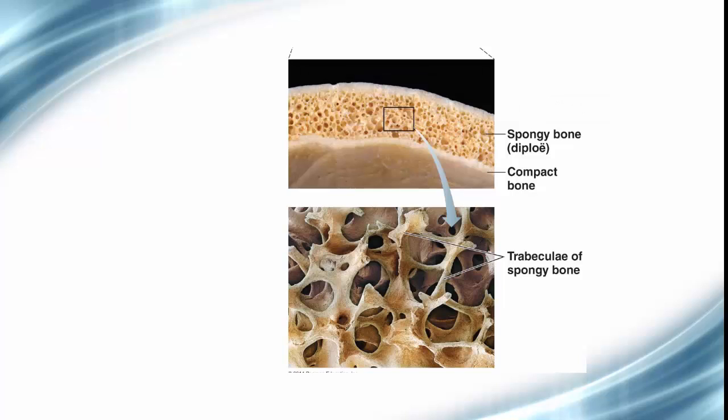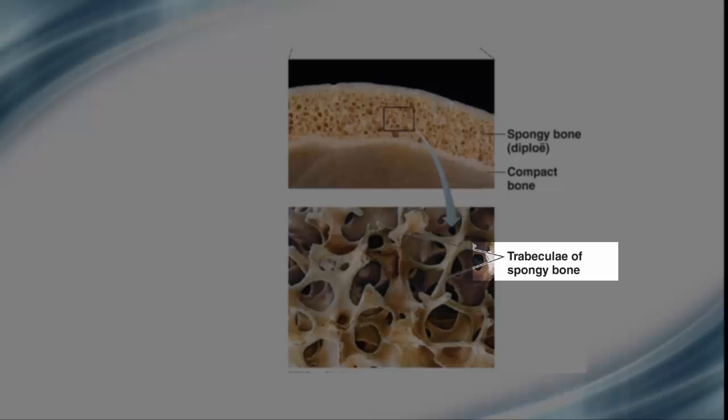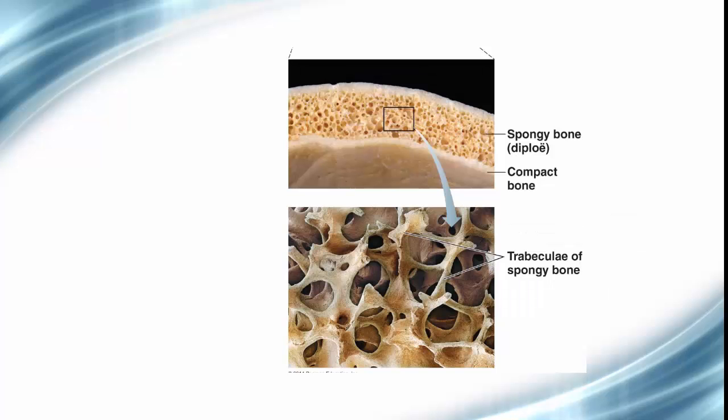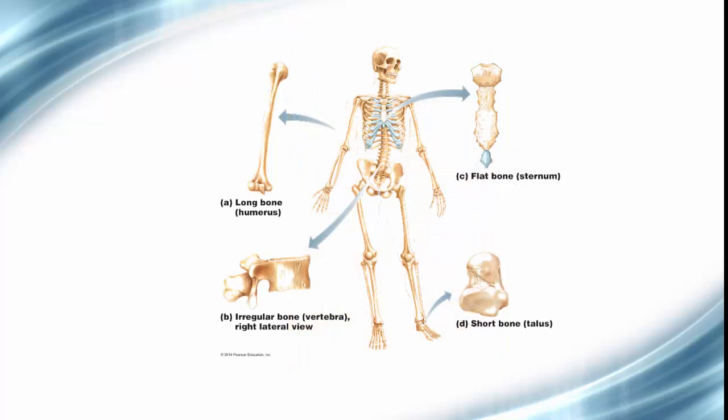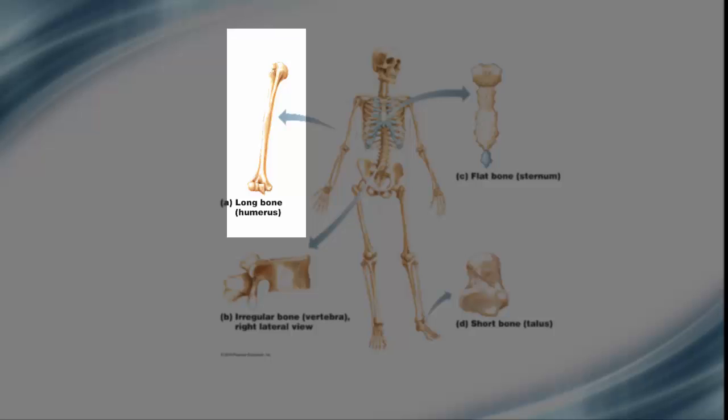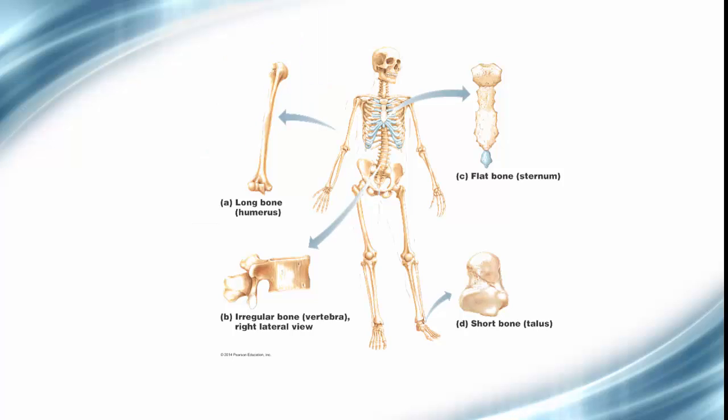Spongy bone contains spicules of bone called trabeculae, and it is within the spaces of the trabeculae of bone where we find bone marrow. Bones come in all different shapes and sizes, the classifications of which are unimportant for our needs. We will, however, describe the structure of a typical long bone.